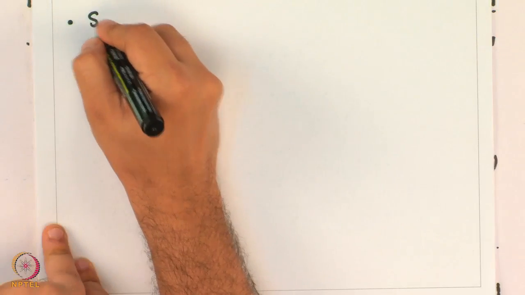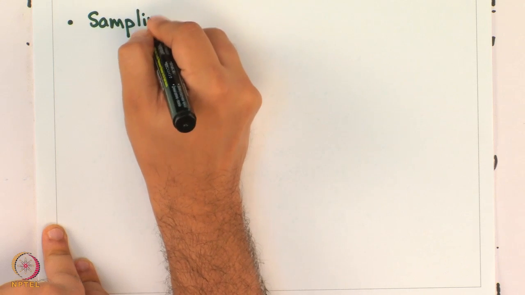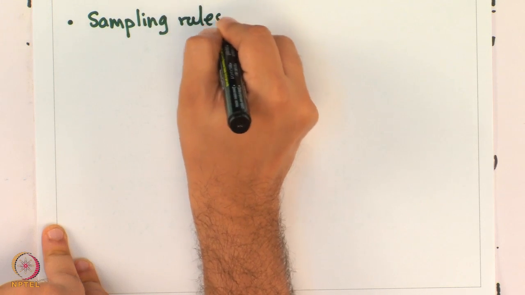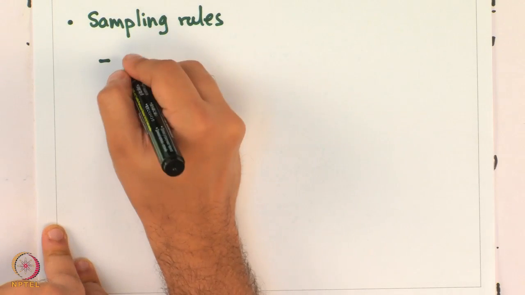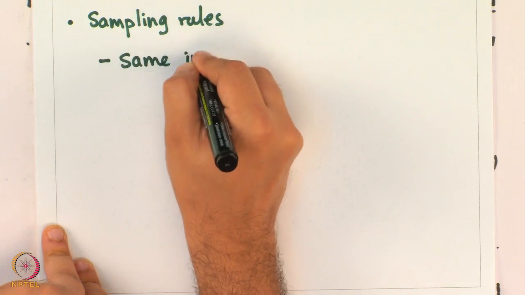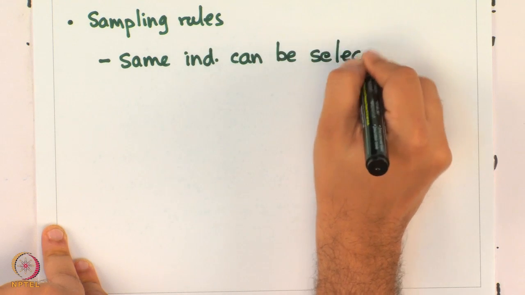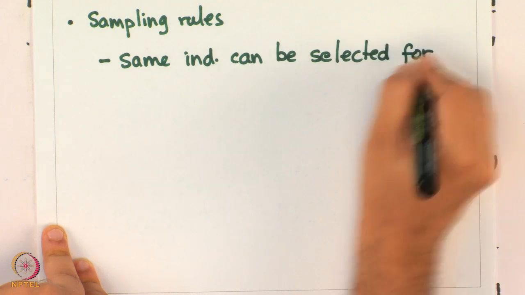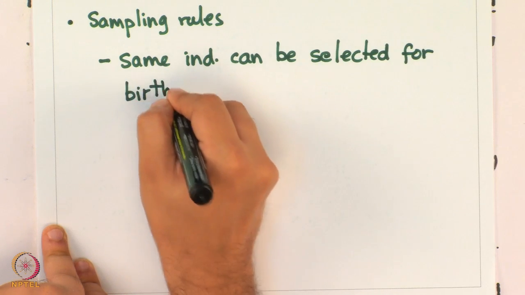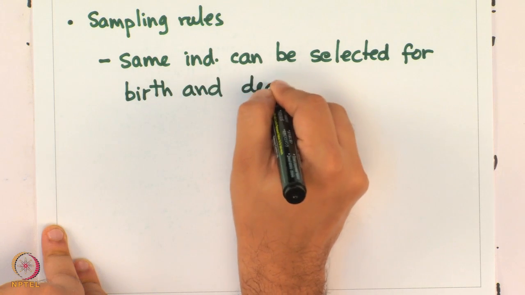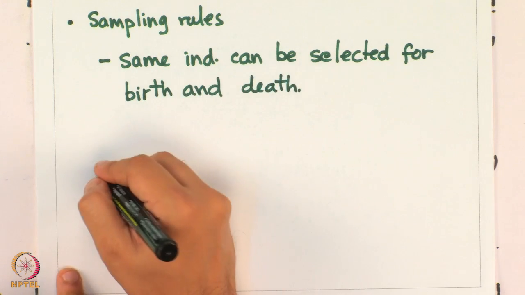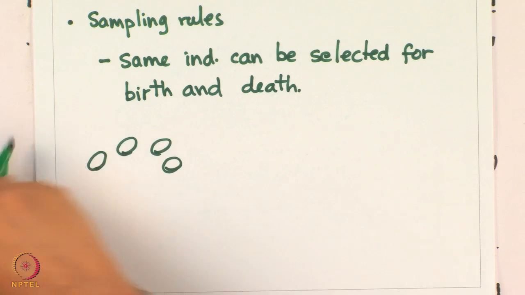Alright, so we have a few more rules that we need to define as we want to describe the dynamics of going from one time to another. Those rules we will call the sampling rules. The first rule is that the same individual can be selected for birth and death.